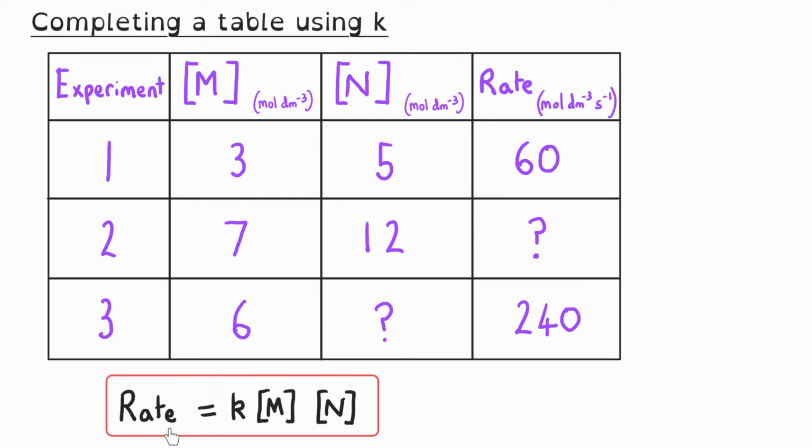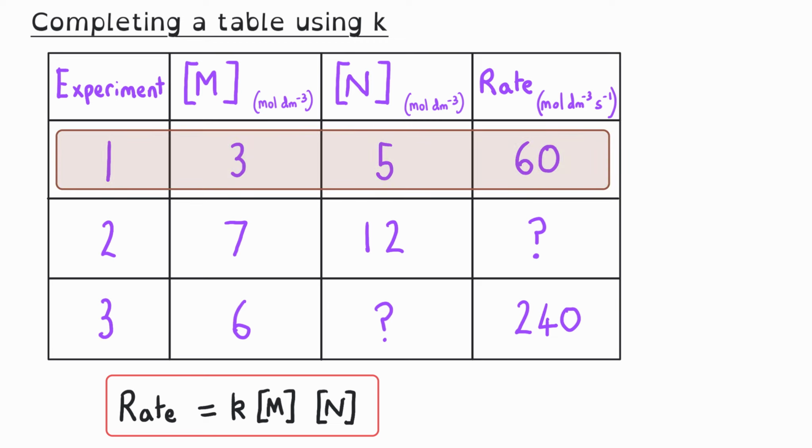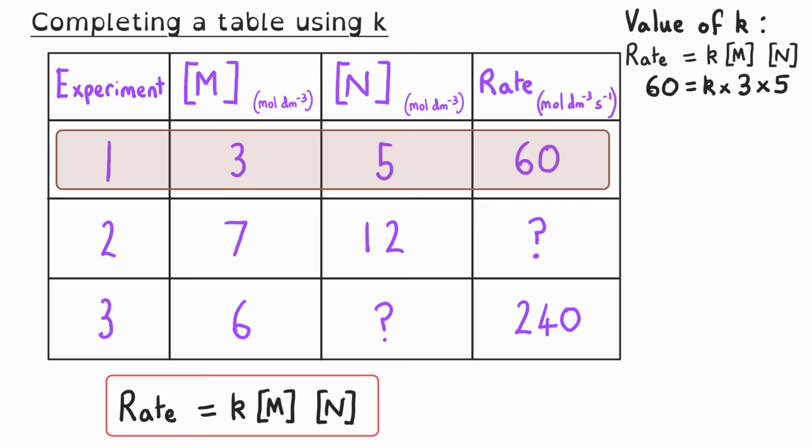If we've been provided with a rate equation and an incomplete table for different experiments with different starting concentrations of reactants and different values for the rate of reaction, we could work out the value for the rate constant and then use this constant along with the rate equation to work out our missing values. For instance, if we take experiment 1, we can work out the value of k by taking the rate equation and substituting in the rate of 60, the unknown value for k, the concentration of M is 3, and the concentration of N is 5.